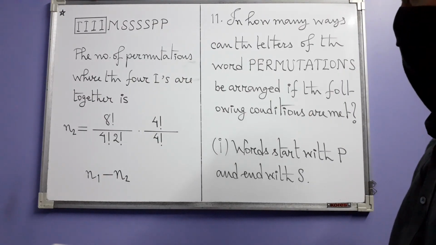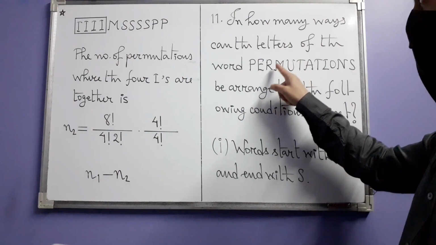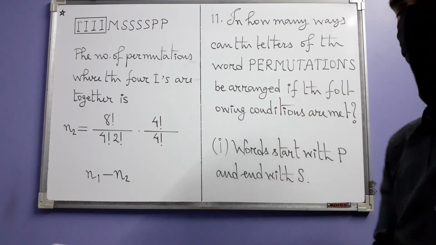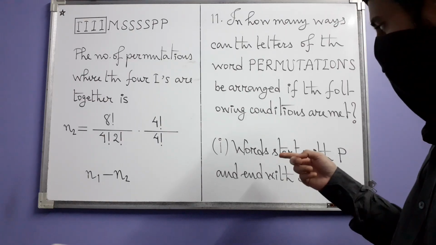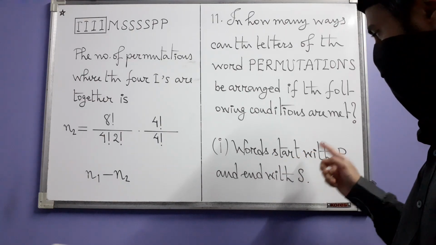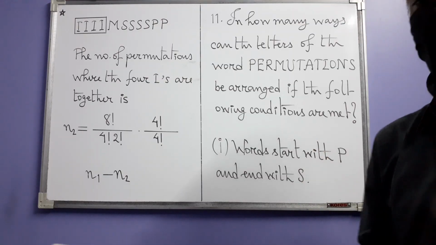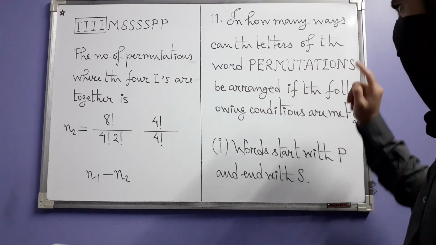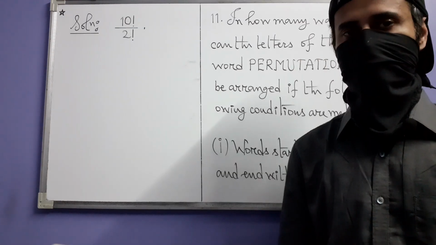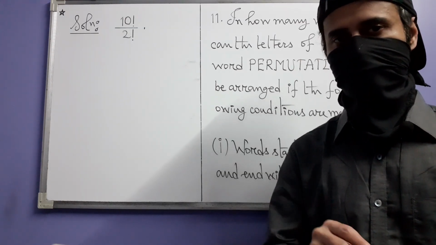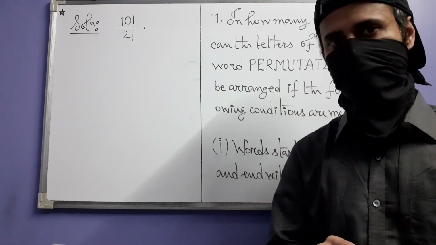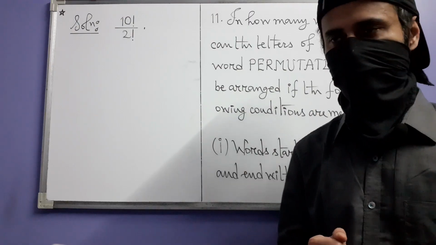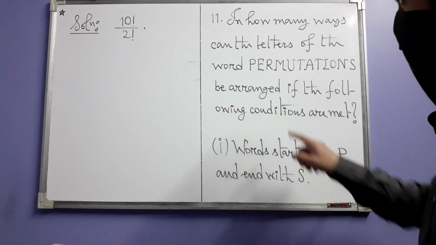It has 3 parts. In how many ways can the letters of the word permutations be arranged if the following conditions are met? The first one is that words start with P and end with S. For example, like this. This one itself starts with P and ends with S. If words have to start with P and end with S, that means the first and last letters are fixed. You can only arrange the intermediate letters. So let's see how many of them there are.